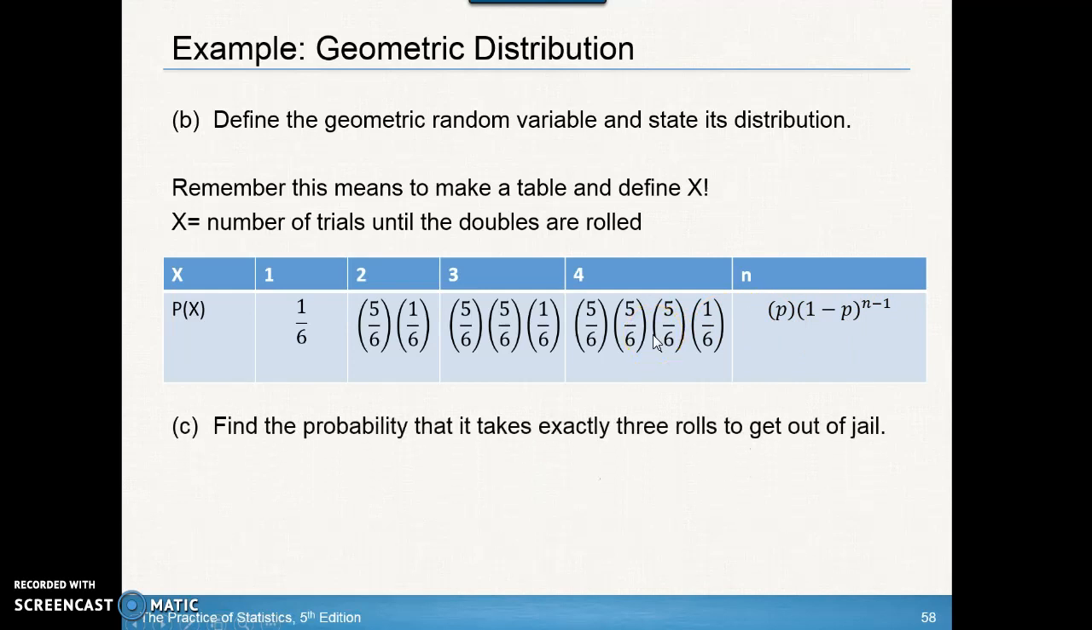Okay, that one was a little bit tricky. So what's the probability that it takes exactly 3 rolls to get out of jail? You don't necessarily have to have this table to answer that question, but x is equal to 3, so that's telling us on the first and second roll I have a failure, and on the third one I have a success. So probability of failure 5/6, 5/6. 1/6 is my probability of success.